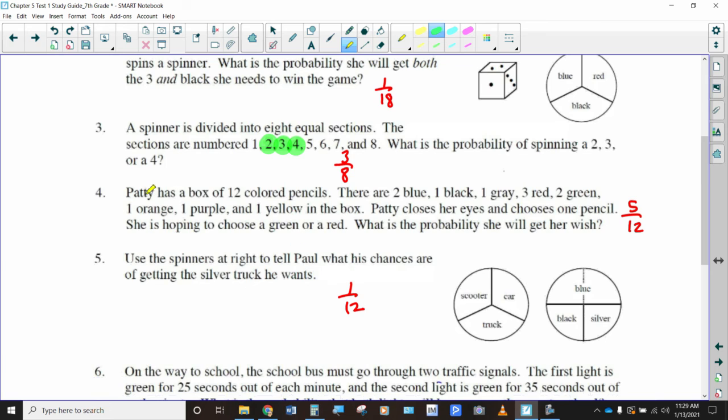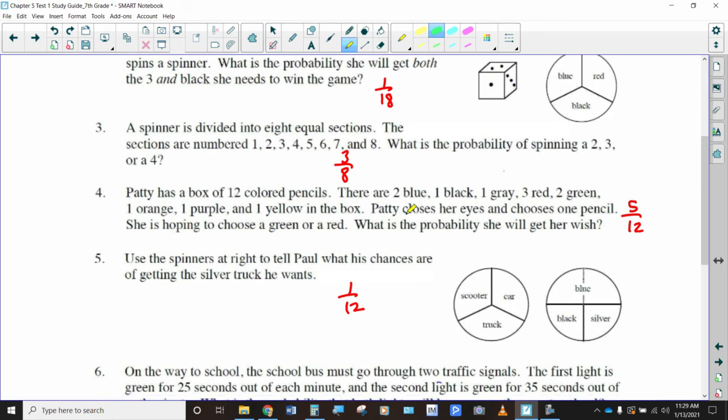How about this one? Patty has a box of 12 colored pencils. There are 2 blue, 1 black, 1 gray, 3 red, and 2 green, an orange, a purple, and a yellow, for a total of 2, 3, 4, 5, 6, 7, 8, 9, 10, 11, and 12 total colored pencils. And oh, it said it was 12 right there. Okay, good to know. There's 12.